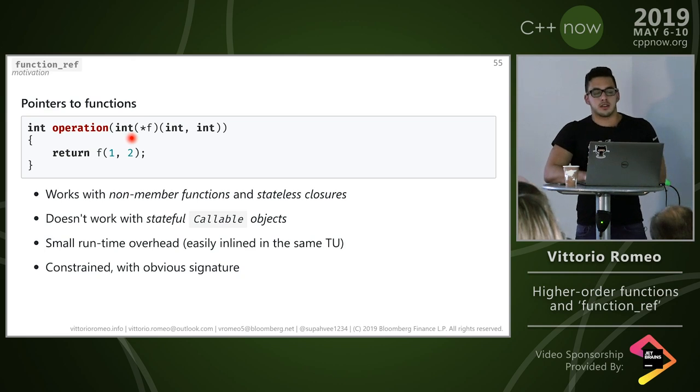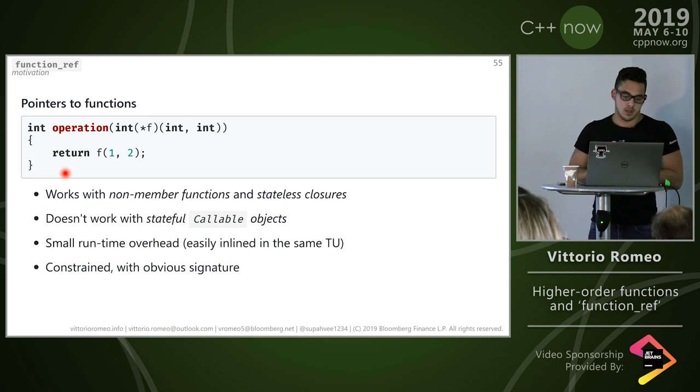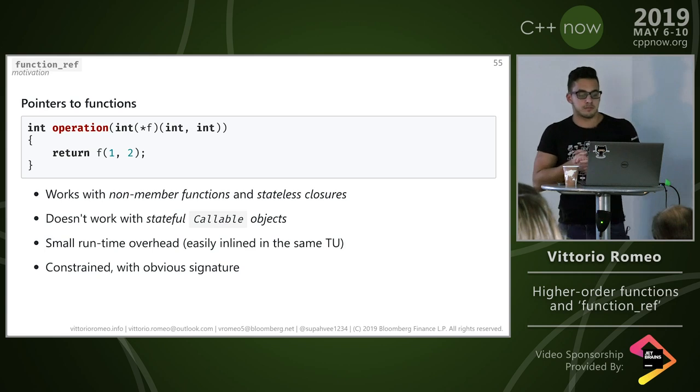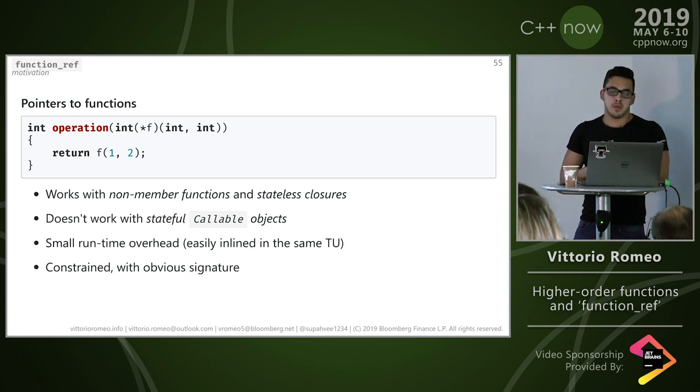And one way you could define that is by having this operation function. It takes a function pointer f that takes two integers and returns another int. And then inside of the body, you do your f with some values. So in this case, this is a higher order function. We're using a normal function pointer, not a template parameter. And this is fine. It works with non-member functions and stateless closures, so that's good.